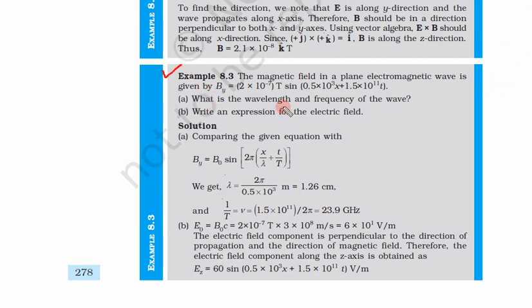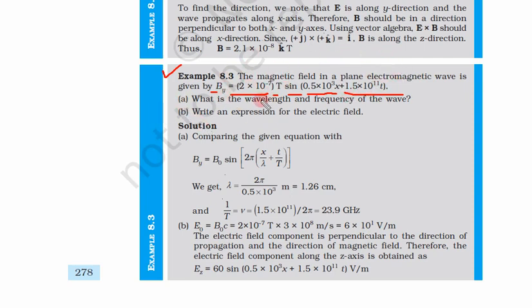8.3. The magnetic field in a plane electromagnetic wave is given by By is equal to 2 into 10 to power minus 7 Tesla sine of (0.5 into 10 to power 3 x plus 1.5 into 10 to power 11 t). So this is the equation for the magnetic field.